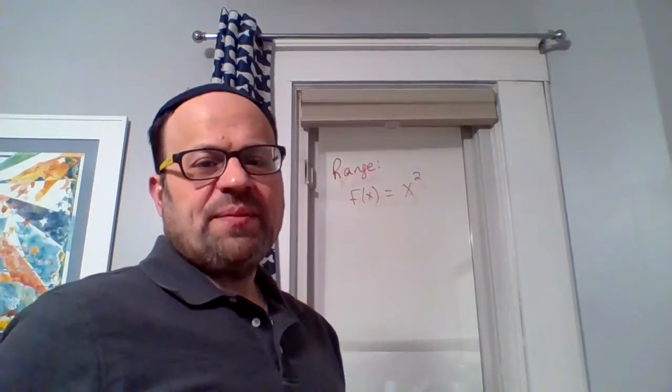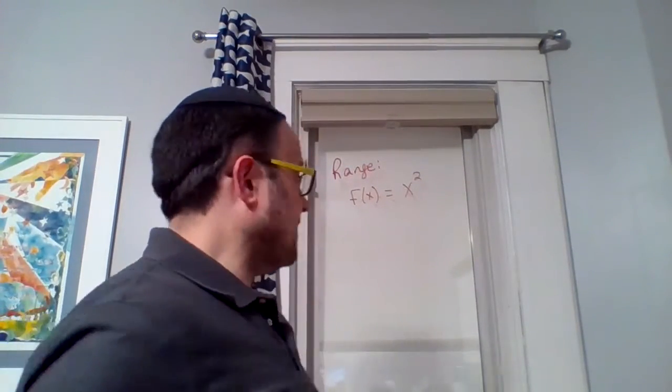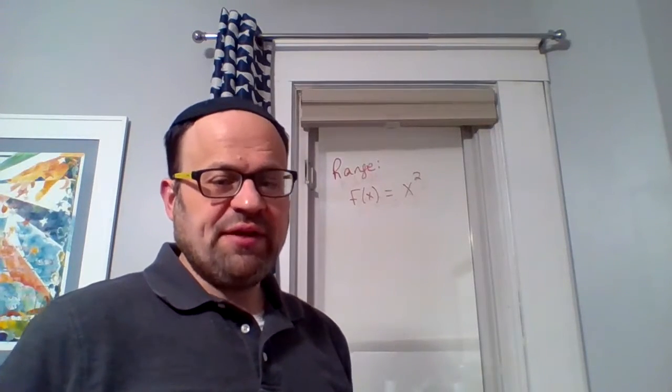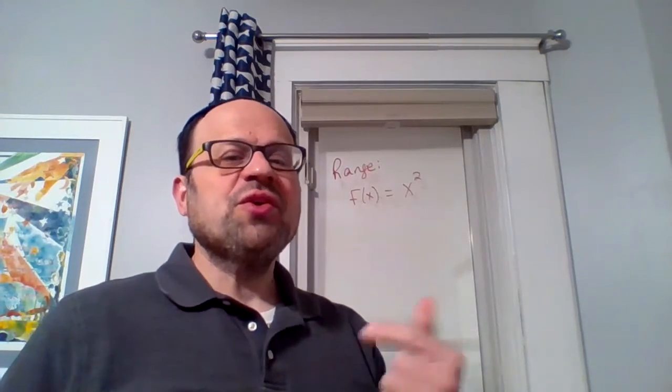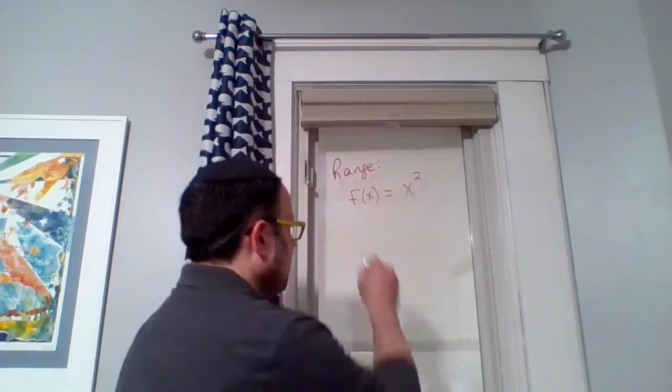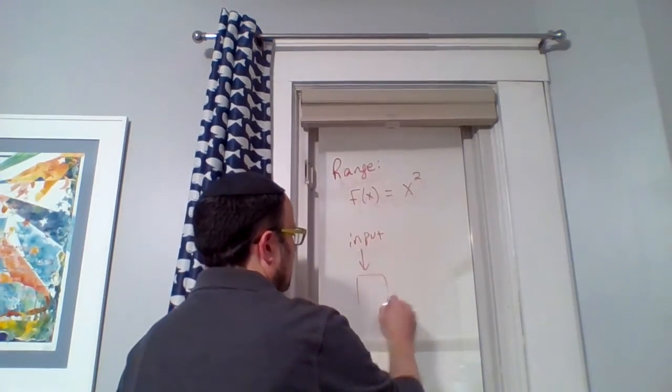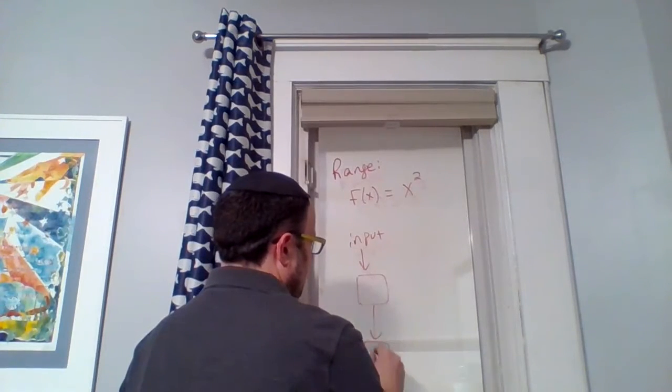Okay, now let's talk about range of the function. Last time we talked about x squared. X is allowed to be anything. But what could the output be? Remember, we talk about input and we talk about output.